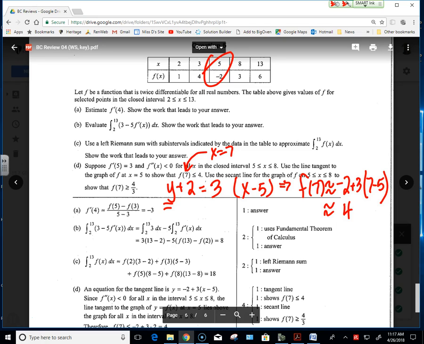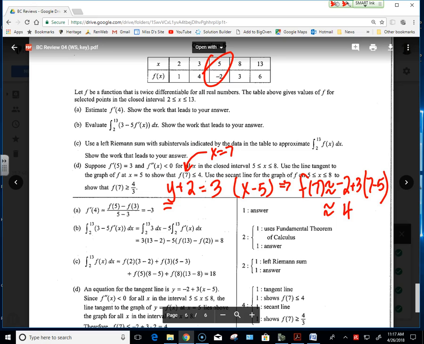I know my second derivative is concave down, which means that a tangent line approximation would be an over approximation. So if the tangent line says 4, my actual value must be below. Does that make sense? So I would go ahead and use the concavity. Since f double prime is less than 0, then the tangent line over approximates, so f of 7 must be less than or equal to 4.